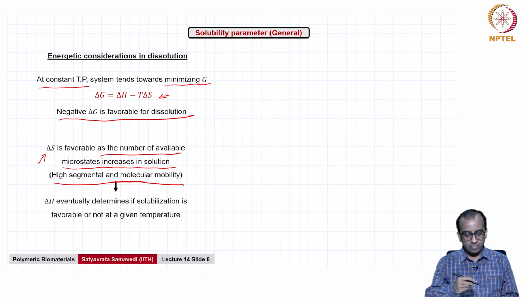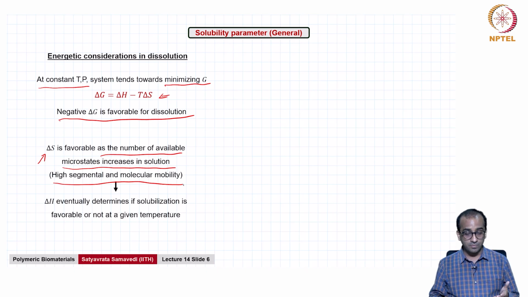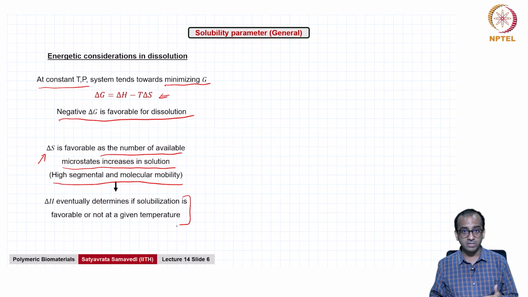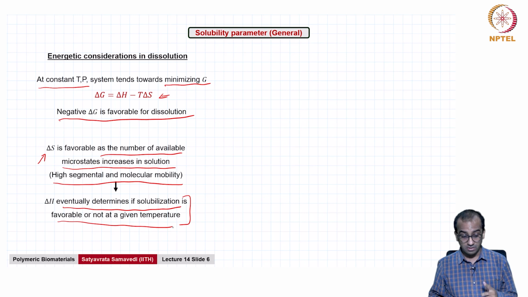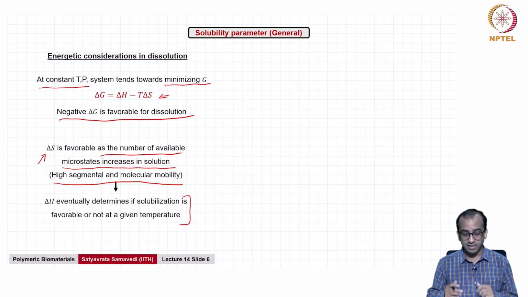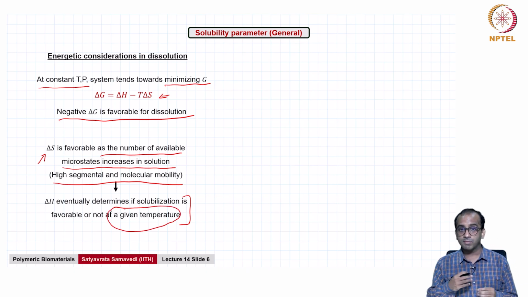Now, delta S being positive obviously is going to favor mixing because that's going to lead to a lowering of the energy. So, if you really think about it, it's the enthalpic change, delta H, which is going to eventually determine if solubilization is favorable or not at a given temperature. This is very, very important, and this is why we are looking at both solvent and temperature effects together. All of this is meaningful only when you specify the temperature.